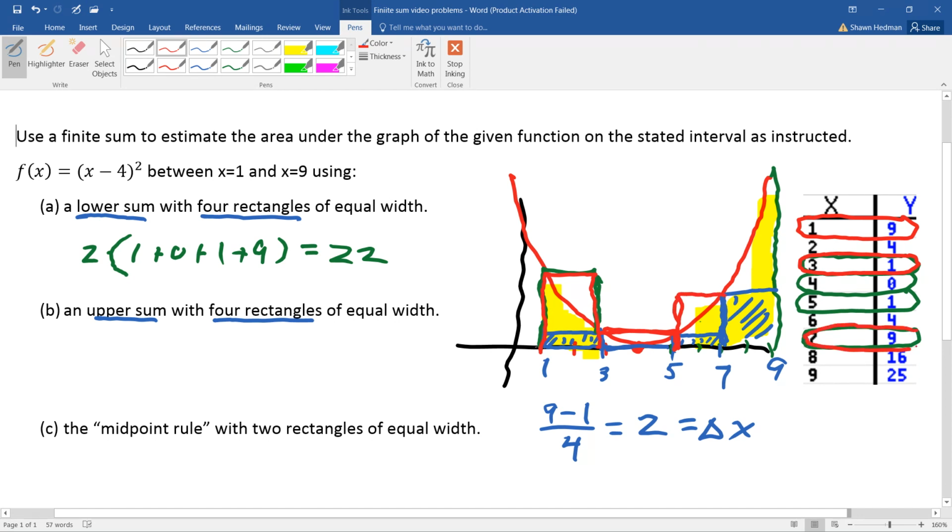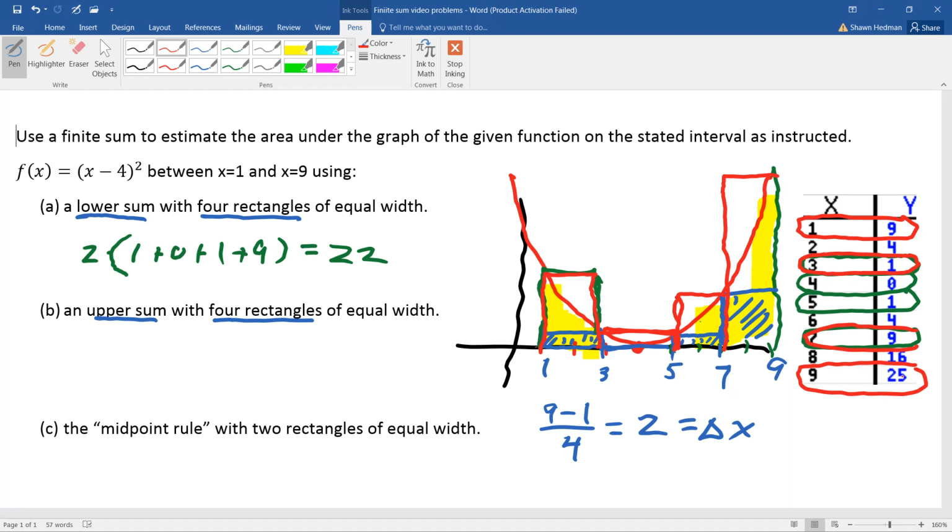That's going to be 9. And the fourth rectangle over on the right, that's going to go all the way up to f of 9. So I'm going to use x equals 9 there for my x value. And same idea. So now the 4 heights of these 4 rectangles I've put in red now are 9, 1, 9, and 25. So I can just go to my formula.